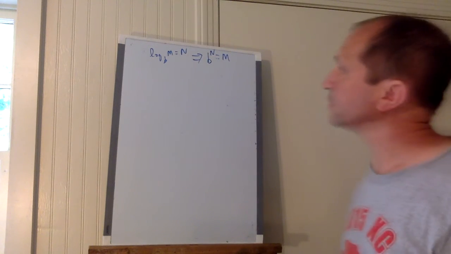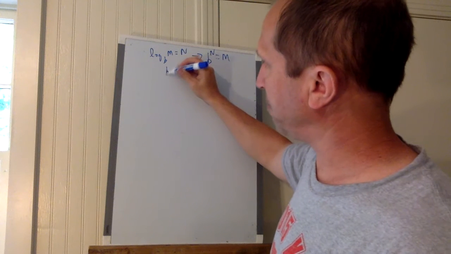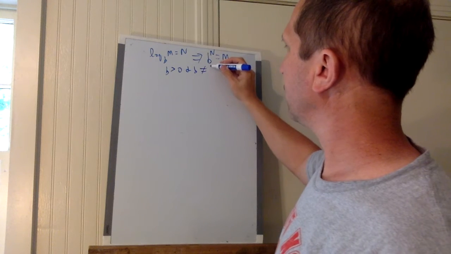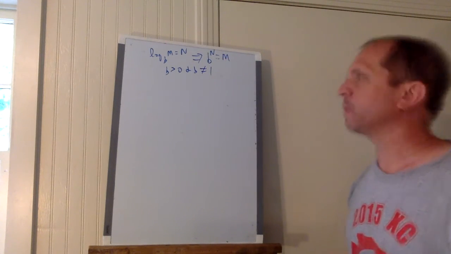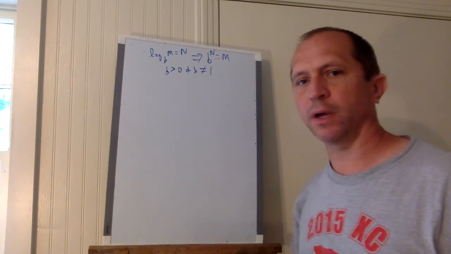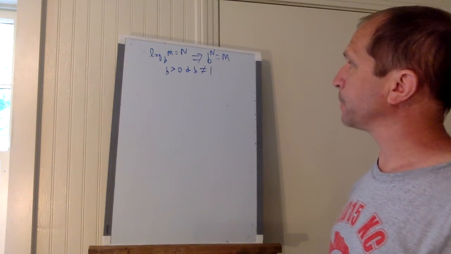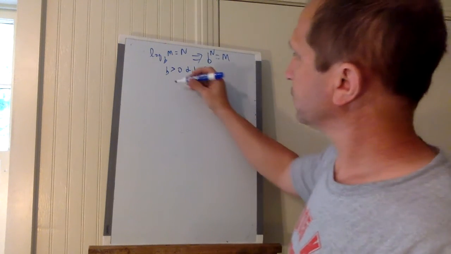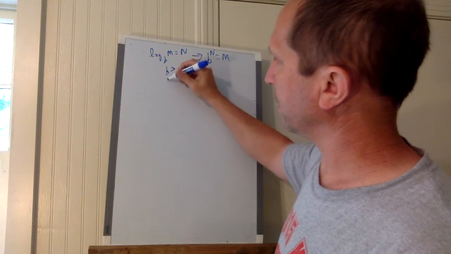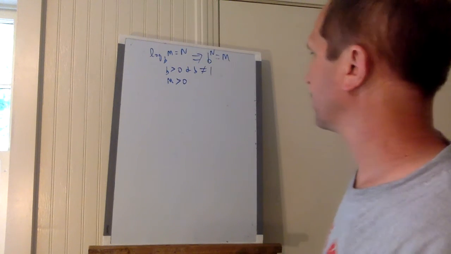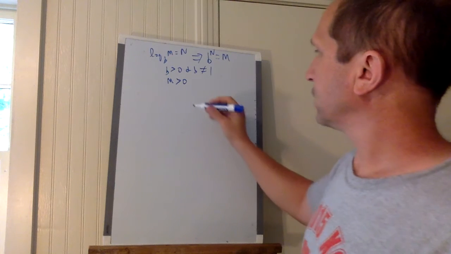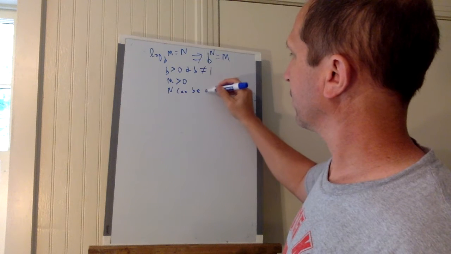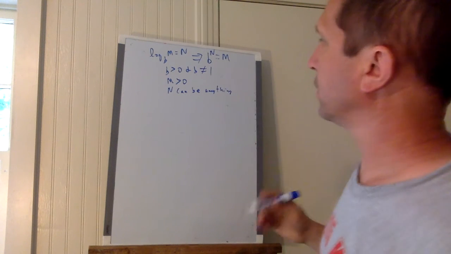So, a few things here. b must be greater than 0, and b cannot equal 1. If you think about why that would be true, think about 1 to any power being 1. And b has to be greater than 0. m in return has to be greater than 0. And last of all, n can be anything, because your exponent can be anything.